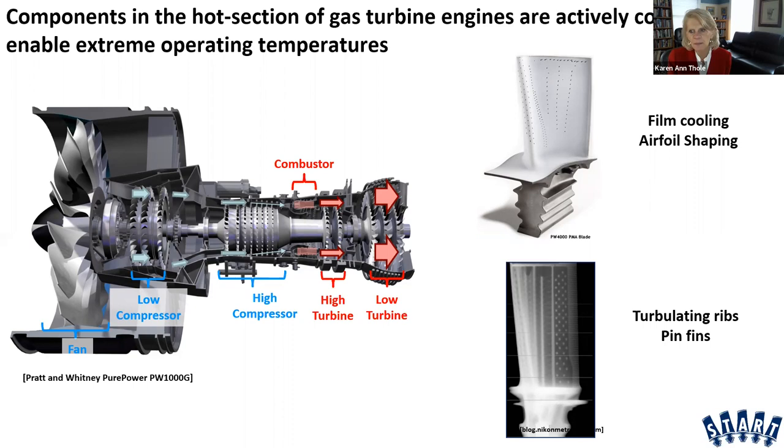On the inside of the blade, if you look at the bottom picture, there are lots of different cooling geometries. Ribs and pin fins, which we're going to talk about today, are common ways to cool the inside of turbine blades. But these are somewhat limited by different manufacturing methods. So while there are lots of cooling technologies, what we're going to explore today are some different ways to cool airfoils and how we might achieve those.